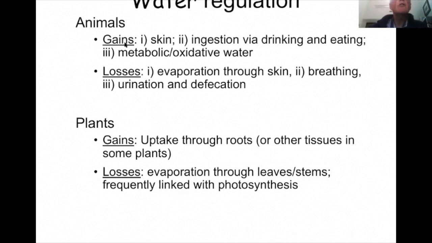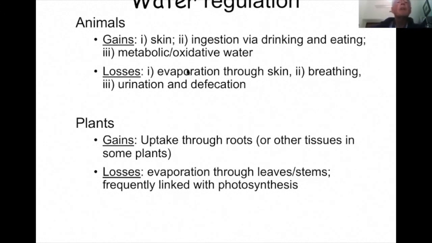And the way that animals gain water is essentially through the skin, by ingestion, which is the way that we gain most of our water. Most mammals gain water by drinking or eating, or through metabolism, through metabolic water. So the process of taking a sugar molecule and breaking it down into energy and carbon dioxide also generates water. And some animals, I'll show you an example in just a moment, get all of their water through this process by making water internally. They don't drink at all.